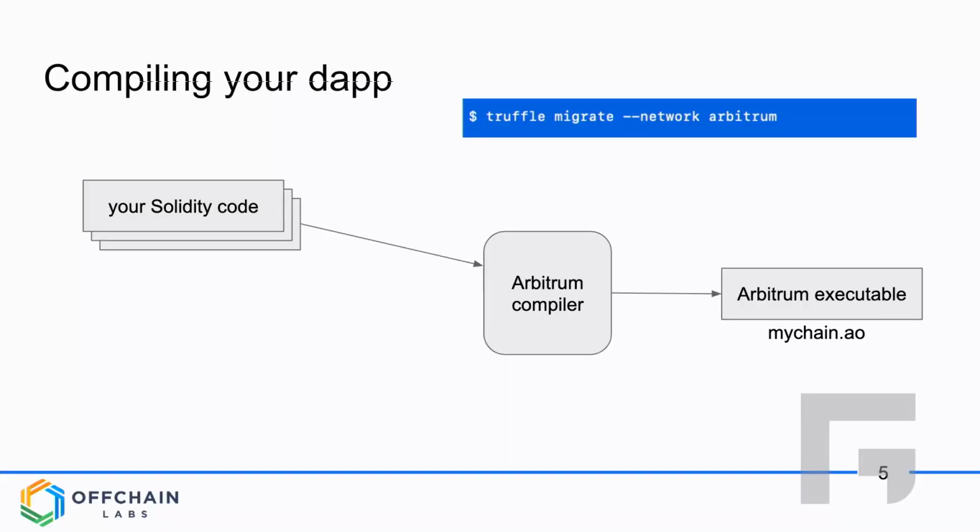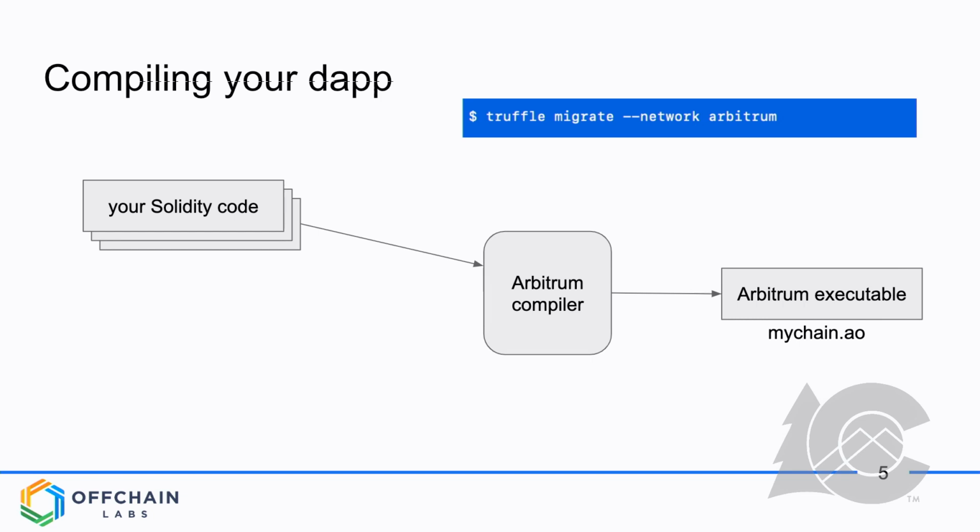Okay, so you want to launch. The first thing you need to do is compile your dApp. So your dApp may consist of a bunch of Solidity code, maybe a bunch of contracts, a bunch of libraries, a pile of .sol files, and some migration stuff. You take all of that and you feed it into the Arbitrum compiler. The Arbitrum compiler takes those different pieces that make up your dApp and it crunches them all together into a single executable file we call an Arbitrum executable, which might have a name like mychain.ao.